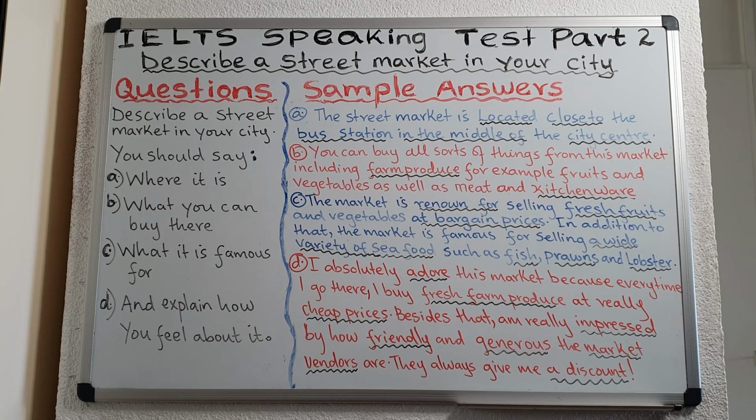Question C. What it is famous for. The market is renowned for selling fresh fruits and vegetables at bargain prices. In addition to that, the market is famous for selling a wide variety of seafood such as fish, prawns, and lobster.